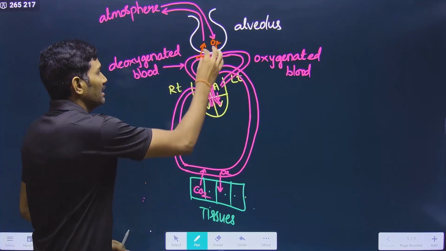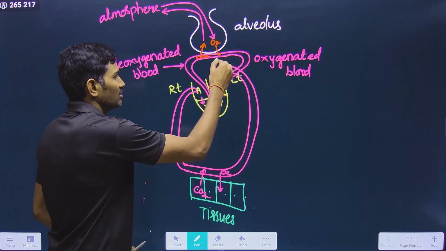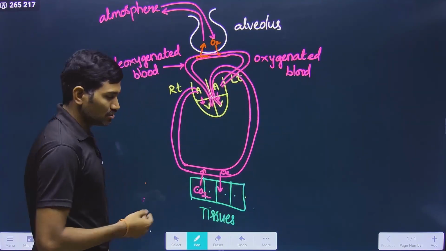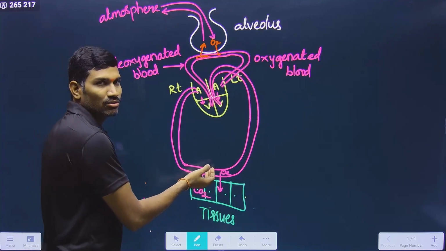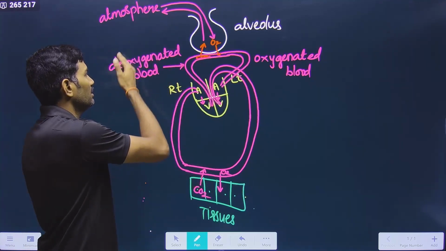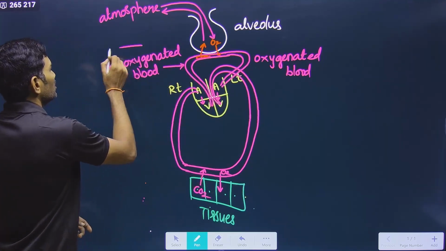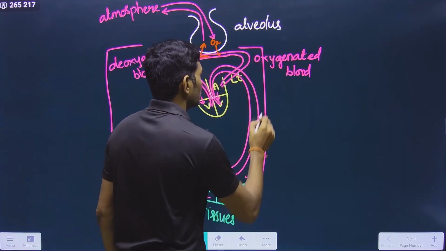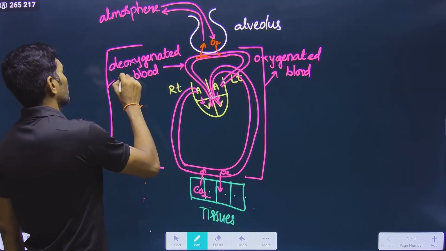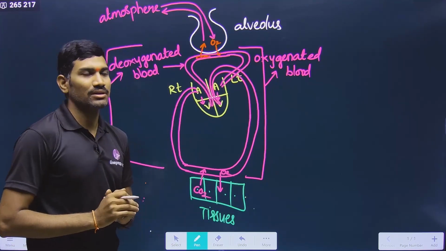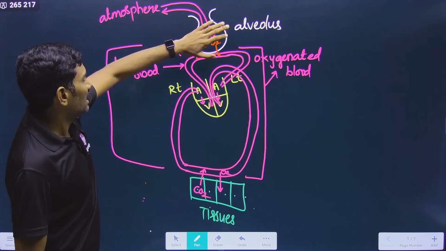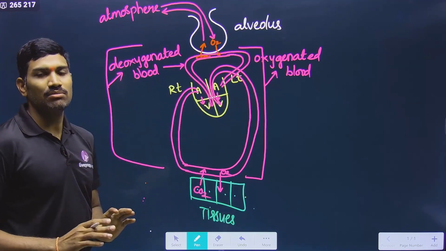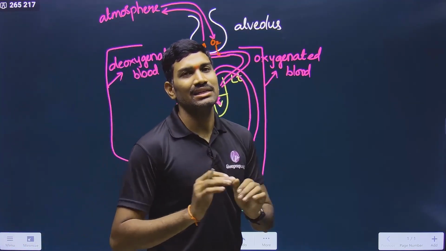Understood or not? This oxygenated blood is coming to the heart and then supplied to the tissues. At the tissues, oxygen will go into the tissues, and CO2 from the tissues will go into this, so that now again this part will be deoxygenated blood. So now this part is deoxygenated blood and this part is oxygenated blood. Understood or not? These are the names we are talking about: atmosphere, alveolus, oxygenated blood, tissues, deoxygenated blood. These are the various things that we are studying here.